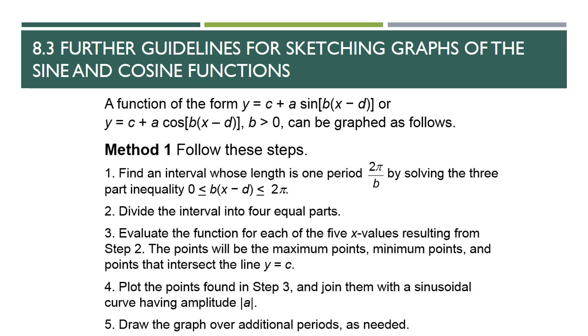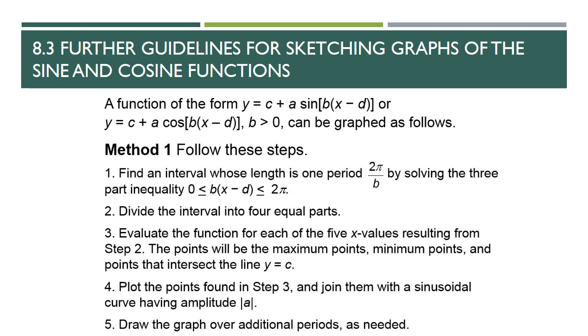Okay, so when we're trying to graph one of these functions, and here everything is put together, we have c plus a sine of b times x minus d, or cosine. This has translations, shifts, amplitude, period, everything's been thrown in here. Here's what we're going to do. Now there are two ways we can do this.